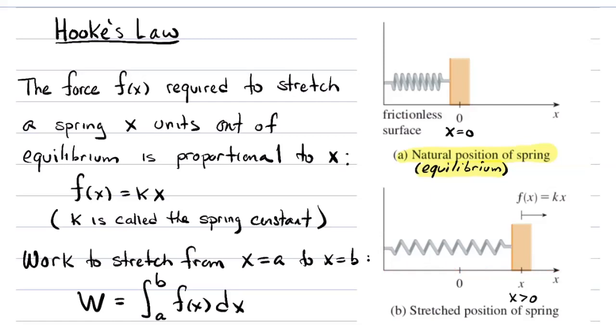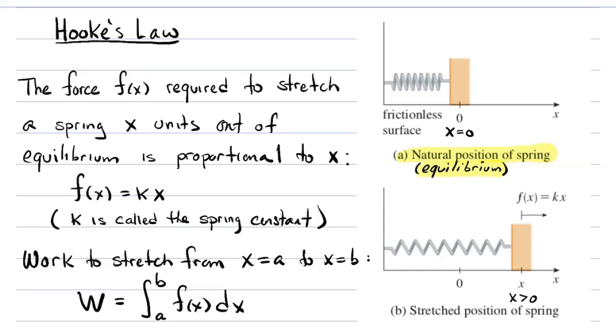And if you've ever pulled or pushed on a spring, you've probably noticed that the more you pull on it or push on it out of equilibrium, the harder it gets to do that. Pulling a spring, the first centimeter or so out of equilibrium is easier than the next centimeter, which is easier than the next centimeter. Eventually, the system would break down and the spring would break. But as you pull on a spring, it pulls back, quote unquote, harder and harder.